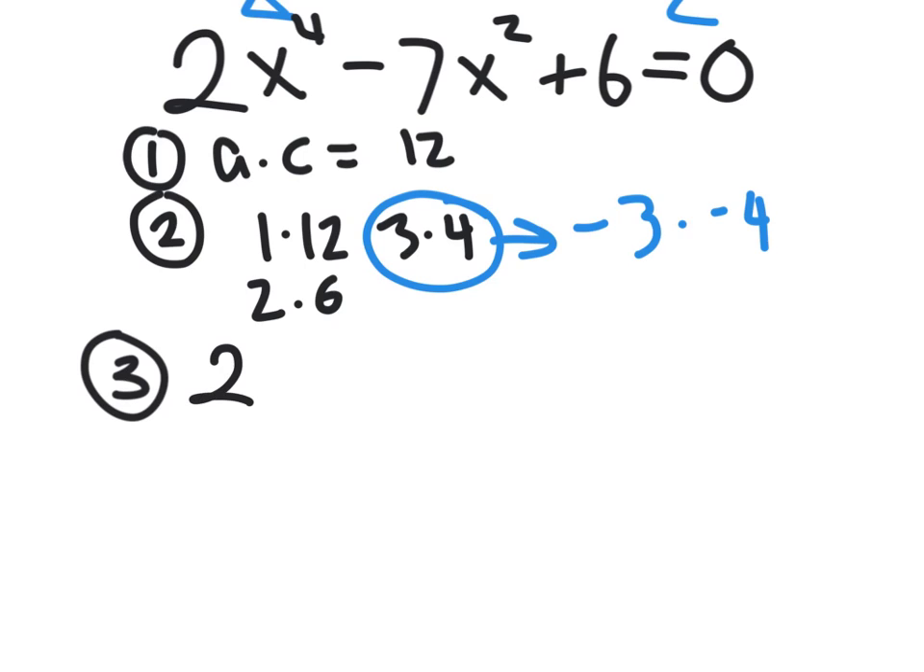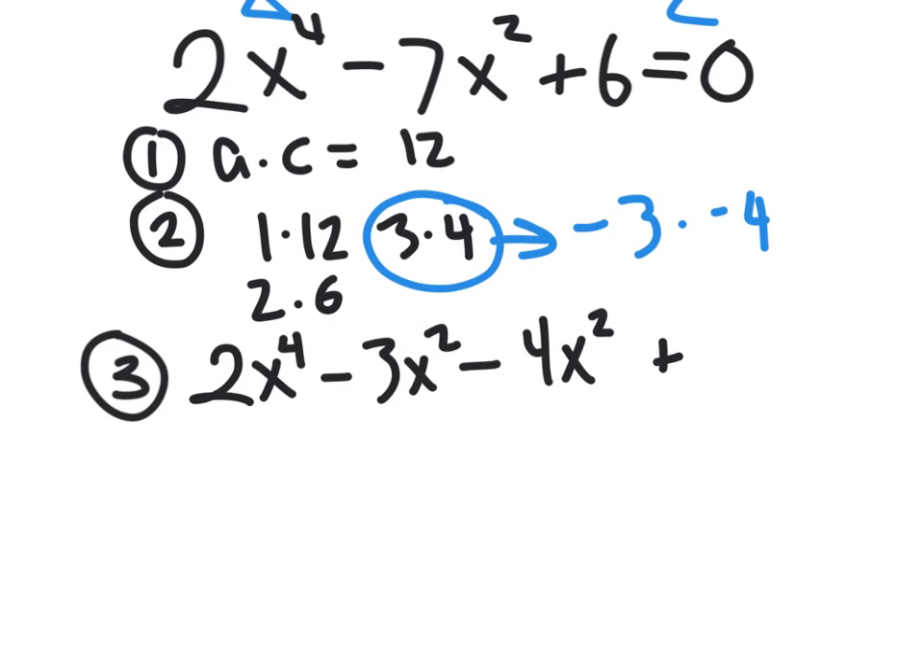So I really have the 2x to the 4th. Instead of minus 7x squared, it's going to be a minus 3x squared minus 4x squared, which is really the minus 3x squared and the minus 4x squared. It's really a total of a negative 7x squared. So I'm just rewriting it, and I still have the plus 6 at the very end, and we still have the equal 0. So now I need to factor this polynomial by grouping.